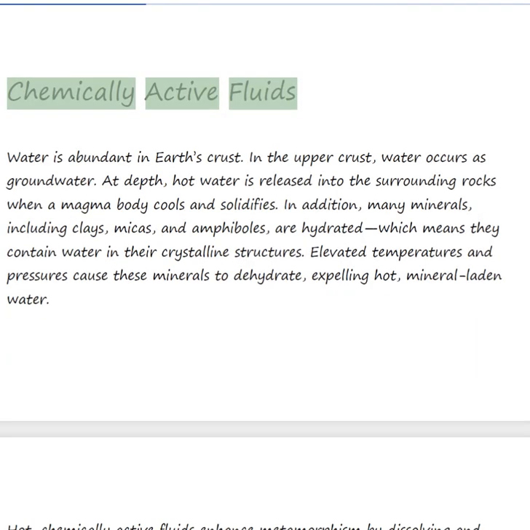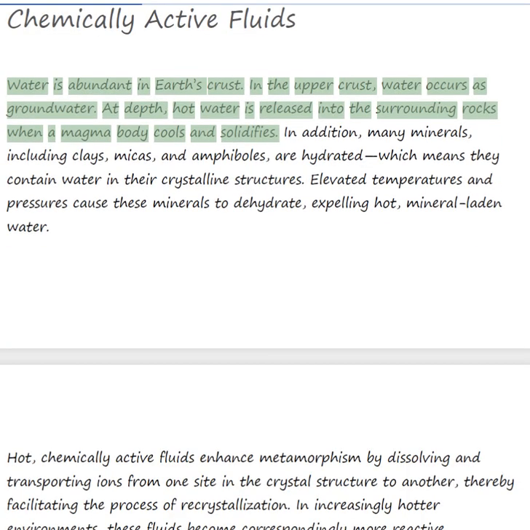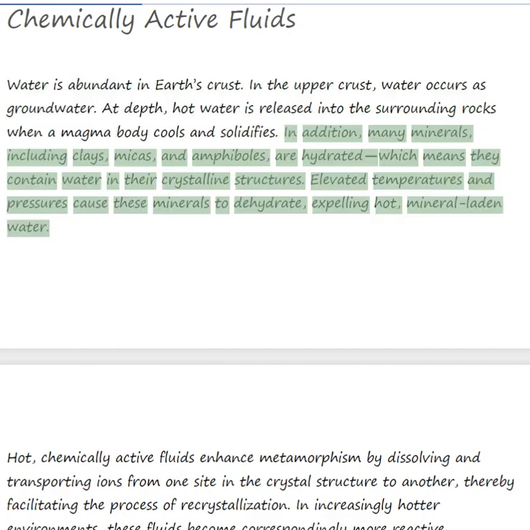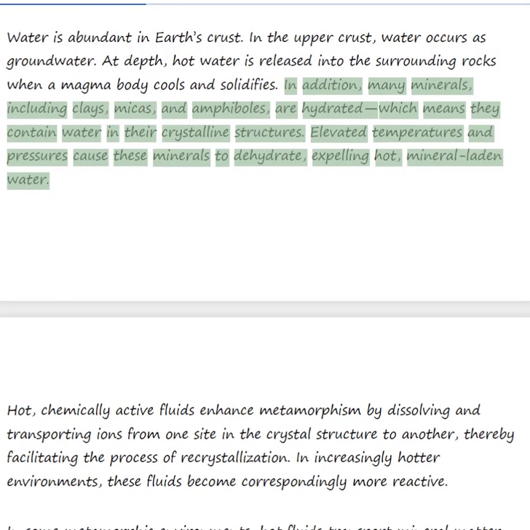Chemically active fluids. Water is abundant in Earth's crust. In the upper crust, water occurs as groundwater. At depth, hot water is released into the surrounding rocks when a magma body cools and solidifies. In addition, many minerals, including clays, micas, and amphiboles, are hydrated, which means they contain water in their crystalline structures.